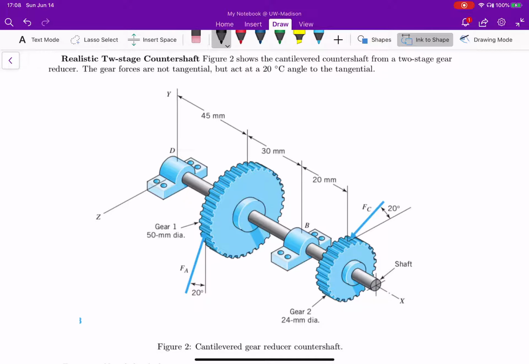Hello everyone. In this example problem, we will talk about a two-stage countershaft. Now, this example problem, I believe, is probably going to be the most important one for this week, simply because it's going to give you a very good head start on the project.